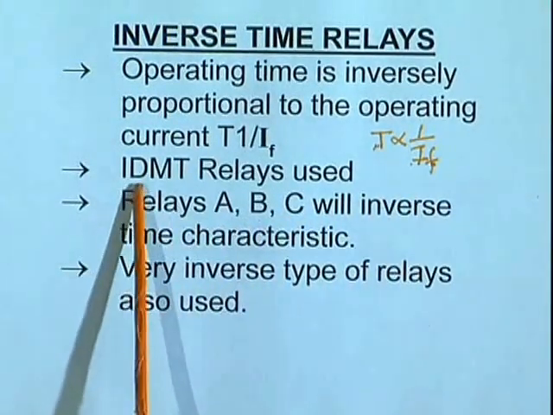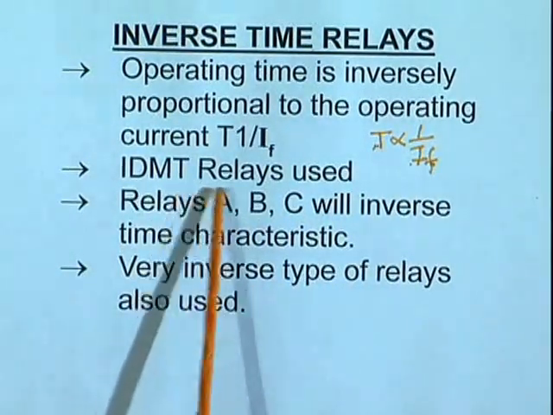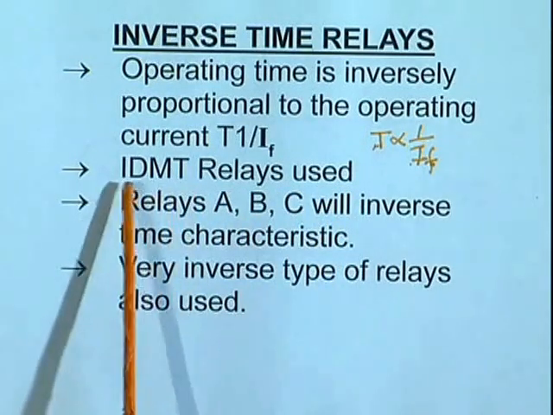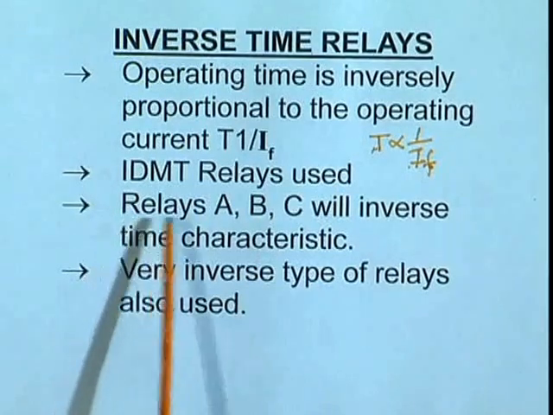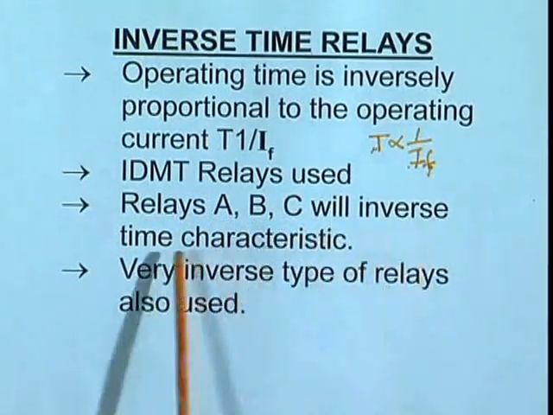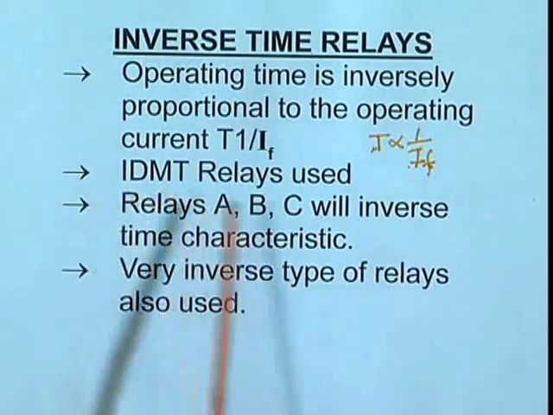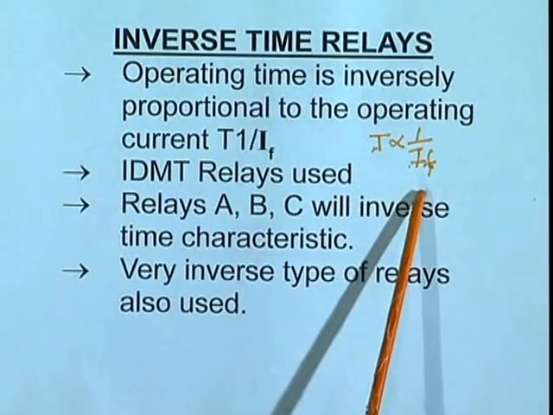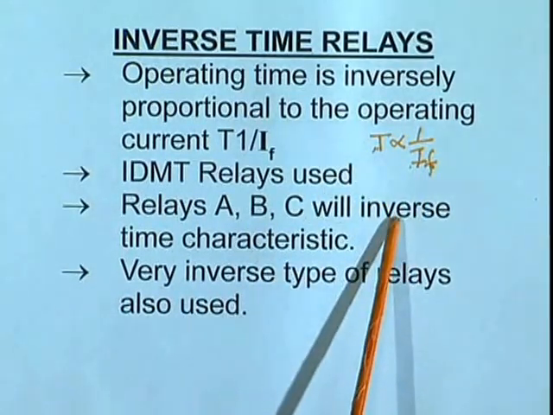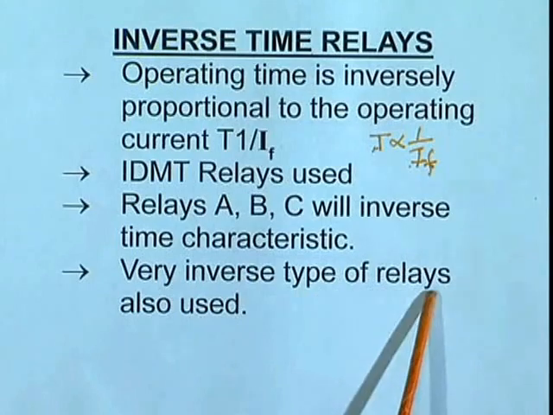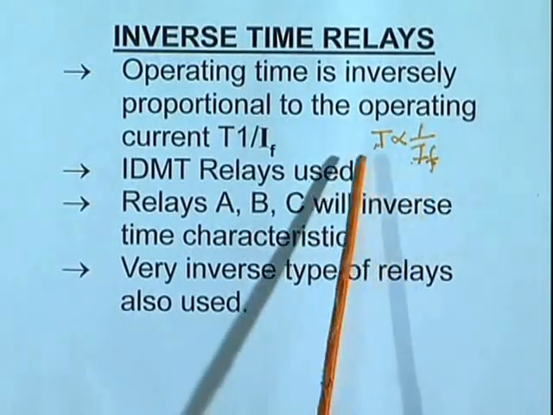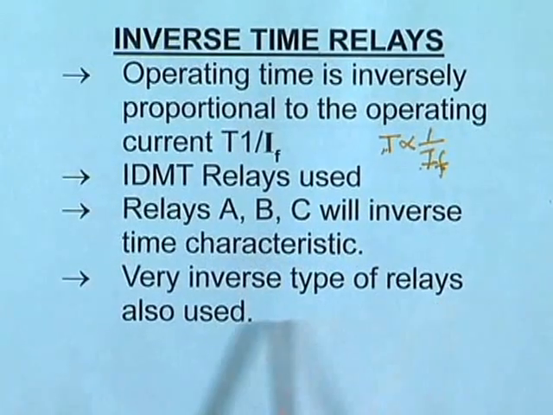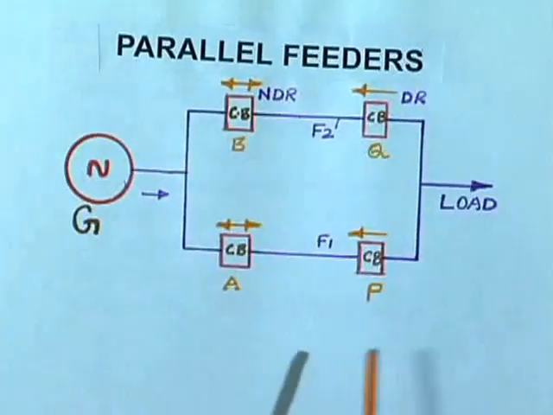In this, inverse definite minimum time lag relays, IDMT relays, will be used. Relays A, B, C will have inverse time characteristics. That means if the fault current is more, the time of operation will be less. Very inverse type of relays are also used. That means if the fault current is more, rapid action will take place. That is, inverse type of relays will also be used.